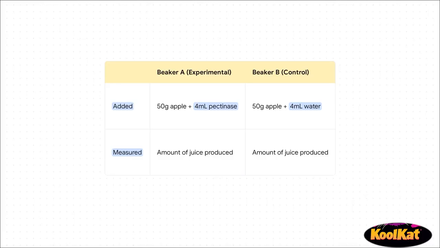All right, let's look at a real GED-style example to see this in action. Let's say some scientists want to know if an enzyme called pectinase can help get more juice from apples. So look at the table. What's the one thing they are changing on purpose between beaker A and beaker B? Well, they're adding pectinase to one and just plain water to the other. That makes the pectinase our independent variable. So what are they measuring to see the effect? The amount of juice produced. That's our dependent variable. Everything else, the amount of apple, the time, it all stays the same, because that's what makes it a fair test.